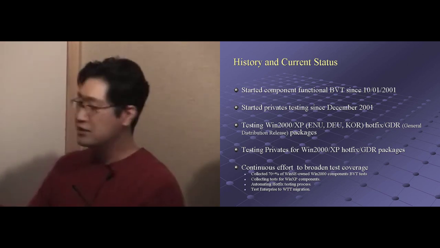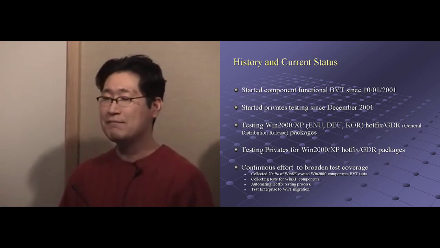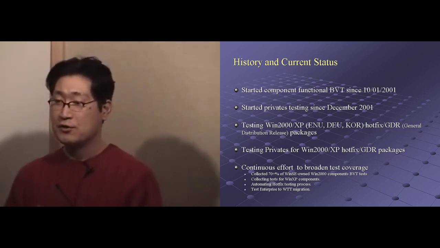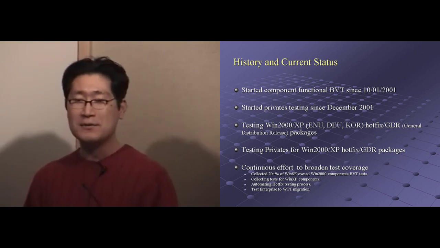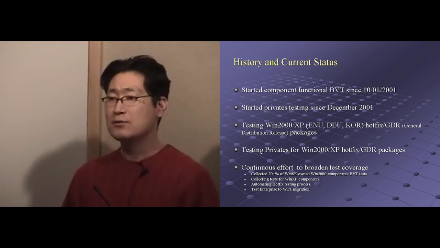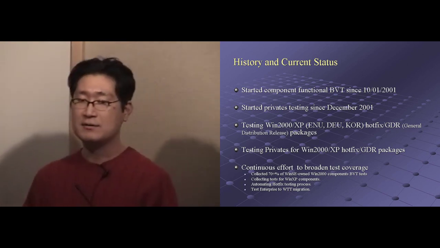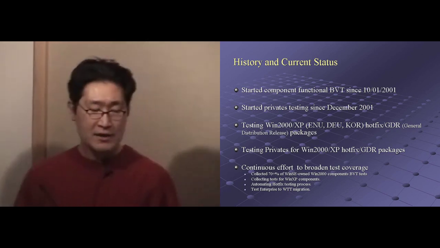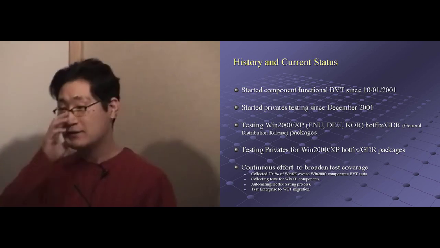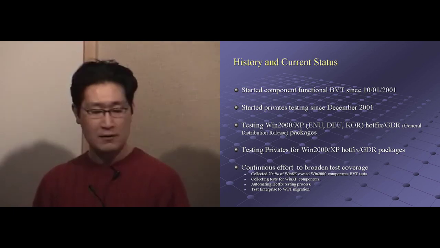Here it says GDR. GDR is a general distribution release. This is a Hotfix package which goes to the Windows Update site so that it can go to the general public, so a lot of people can install those packages. Compared to a general distribution release, individual Hotfixes usually go to one company or only a few companies which have some specific problems. We test Windows 2000 and Windows XP Hotfixes and GDR packages, but we do not test Windows NT 4 Hotfix packages or Windows 2003 Hotfix packages.